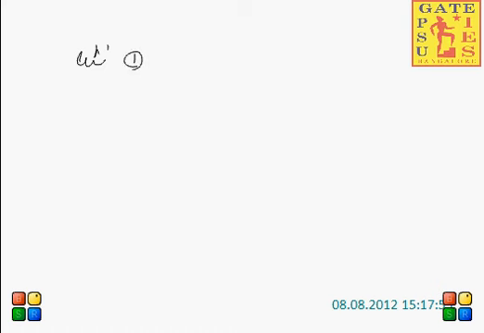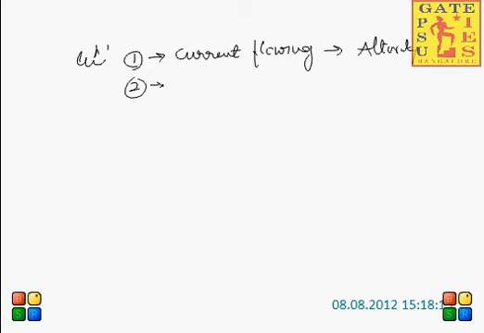First thing is current flow. Current flowing is alternating. And the second thing is number of turns.